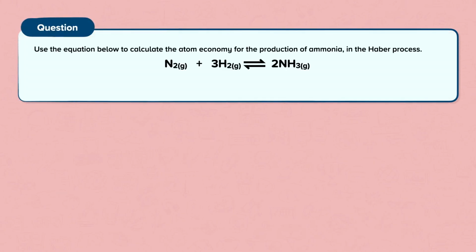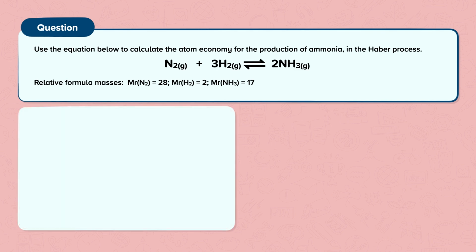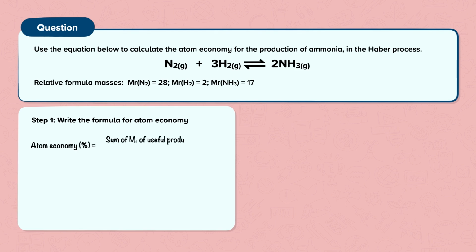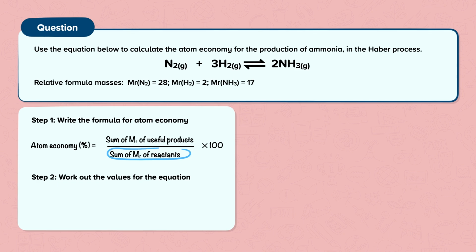Use the equation below to calculate the atom economy for the production of ammonia in the Haber process. The equation for this reaction is N2 plus 3H2 produces 2NH3. Let's start by stating the formula that links atom economy, sum of relative formula masses of useful products and the sum of relative formula masses of reactants. Use the relative formula masses to calculate the sum of MR of reactants.